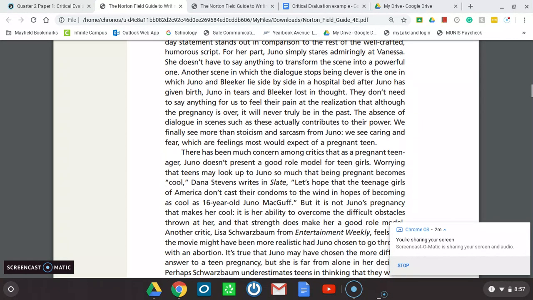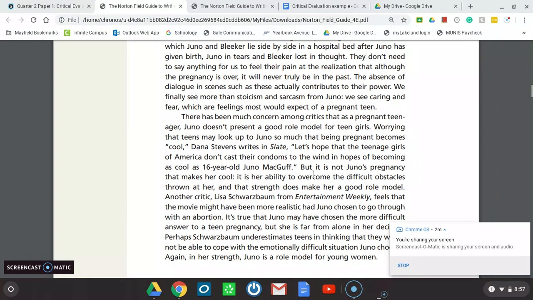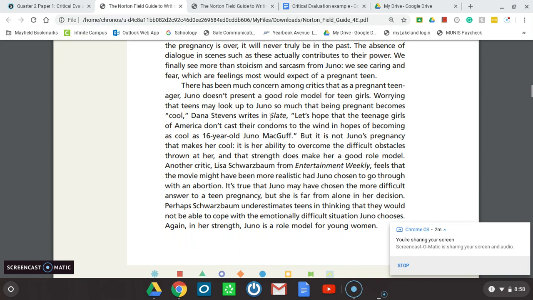What is in this example that's not in the other two examples is a rebuttal paragraph. You can see here that we have a counterclaim, although I don't necessarily know if it is a very effective one. There's a counterclaim that Juno as a character is not a good role model for teen girls. And this is where you can see a blended quote from Slate as a source, also from Entertainment Weekly. But ultimately, it's refuted by saying that the character shows strength and that she's able to overcome her obstacles. So there was an attempt to refute that counterclaim.